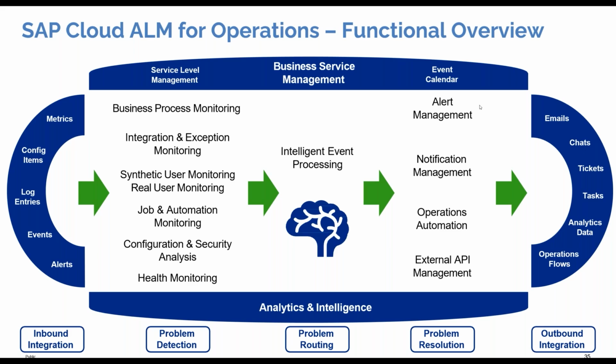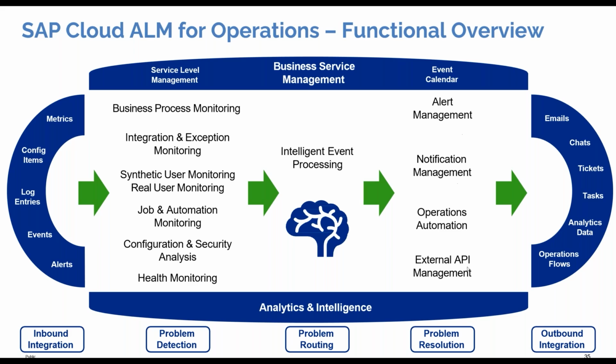Now, the main area that we'll discuss today is, for example, as soon as we get an alert within Cloud ALM, there are different types of triggers. Some of them could be email, chats, tickets, and so on, that Cloud ALM will automatically create. However, in this case, it's always just an outbound call.